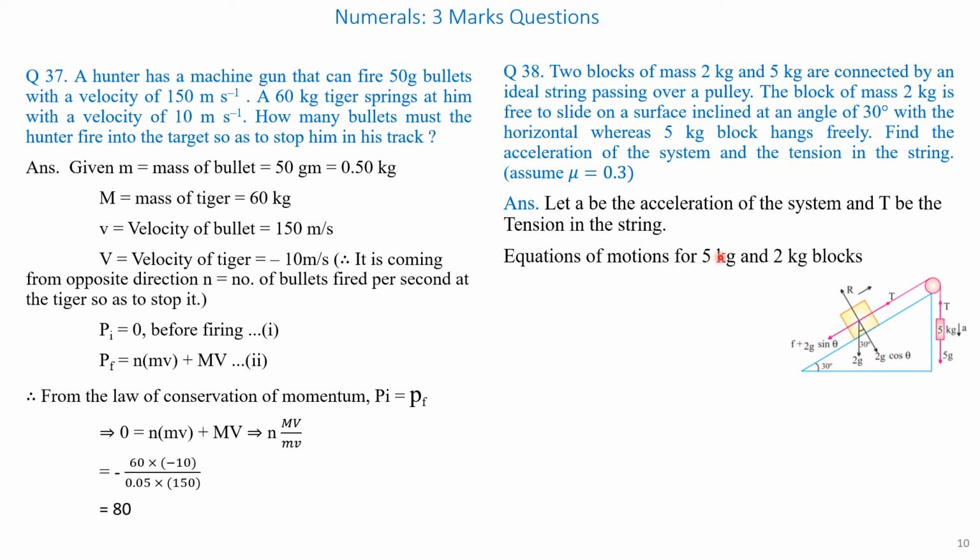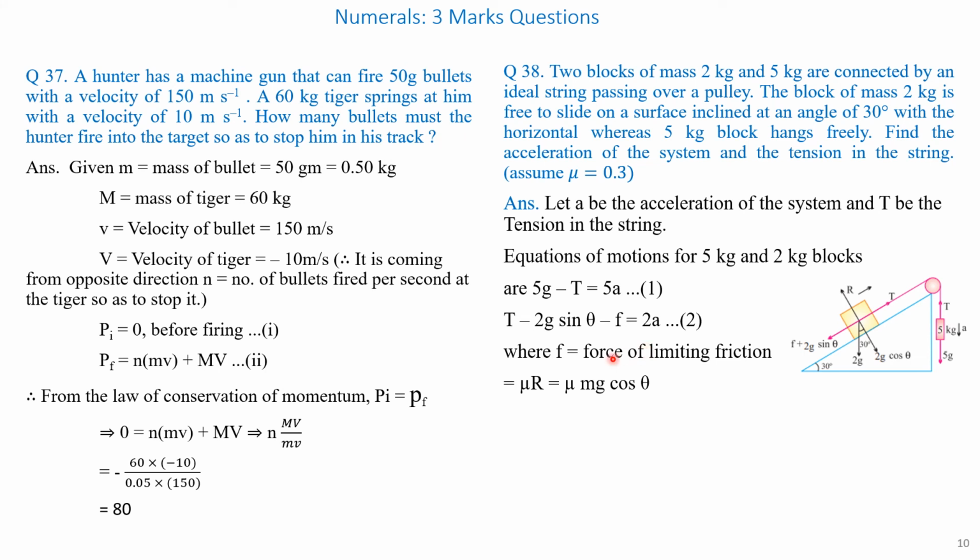Equations of motion for the 5 kg and 2 kg blocks are 5g minus T equals 5a, and T minus 2g sin theta minus f equals 2a, where small f is the frictional force or force of limiting friction. Therefore, f is equal to mu R, that is mu mg cos theta, where mu is given as 0.3. Friction is 0.3 into mg, which is 2g into cos 30. Solving 1 and 2, we get a equal to 4.87 meters per second square and T equal to 24.6.